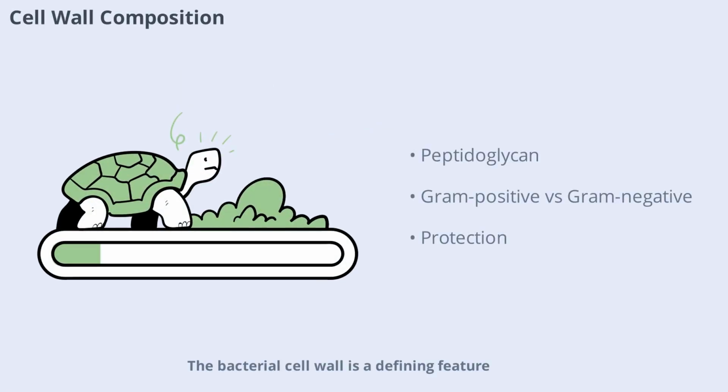The bacterial cell wall is a defining feature. It's primarily composed of peptidoglycan, a mesh-like polymer that gives the cell its shape and rigidity. Gram-positive bacteria have thick peptidoglycan layers, while gram-negative bacteria have thinner layers and an additional outer membrane. This difference is important for antibiotic susceptibility and staining techniques. The cell wall not only protects bacteria from environmental stress, but also plays a role in their interaction with hosts and other microbes.